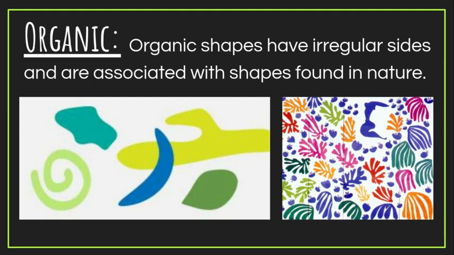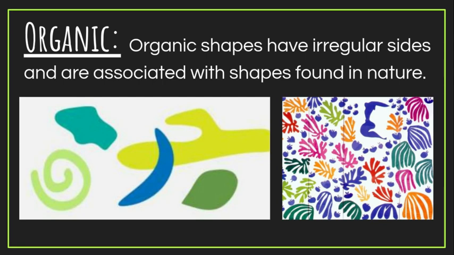Now, organic shapes, they have irregular sides and are associated with shapes found in nature. So if you take a look at some of the images on this slide, some of them may make you think of jellyfish. They might make you think of some sort of plant, a banana, a snail or a snake, a cactus. You can even have organic shapes that make you think of a person or a hand and things like that. So organic makes me think of organic food or things that are natural. Nature shapes, okay, is a good way to sort of identify what an organic shape is.